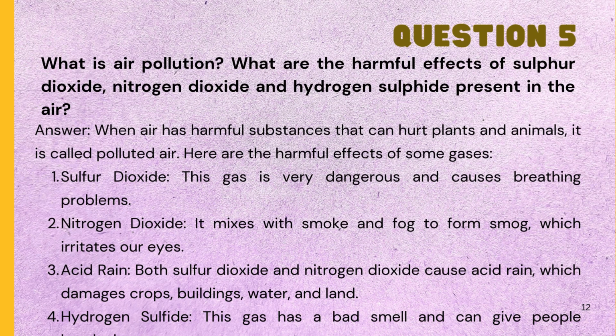What is air pollution? What are the harmful effects of sulfur dioxide, nitrogen dioxide and hydrogen sulfide present in the air? Answer: When air has harmful substances that can hurt plants and animals, it is called polluted air. Here are the harmful effects of some gases. 1. Sulfur dioxide. This gas is very dangerous and causes breathing problems. 2. Nitrogen dioxide. It mixes with smoke and fog to form smog, which irritates our eyes. 3. Acid rain. Both sulfur dioxide and nitrogen dioxide cause acid rain, which damages crops, buildings, water, and land. 4. Hydrogen sulfide. This gas has a bad smell and can give people headaches.